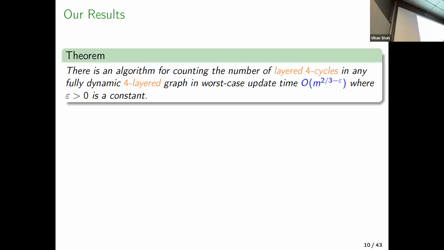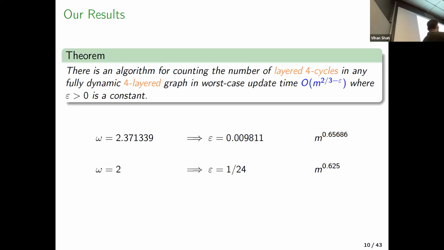Okay, so what do we get? We get a slightly improved update time, right? So this epsilon is like a small constant. And this is for counting layered 4 cycles in 4 layered graphs. And what is this epsilon? It's actually dependent on the matrix multiplication exponent omega. So with the current best bound on omega, you get epsilon is roughly 0.01.